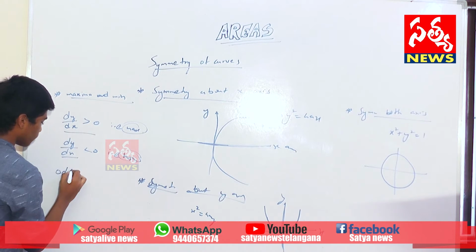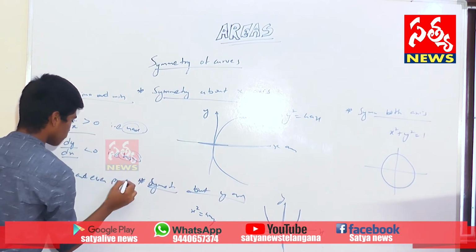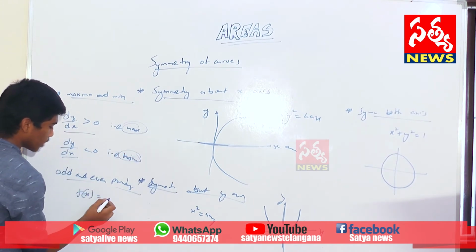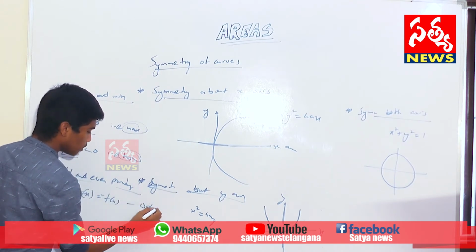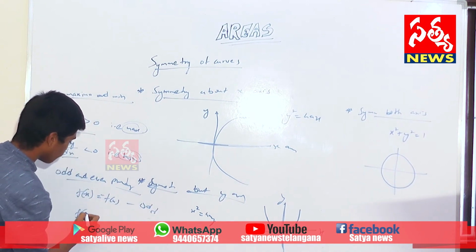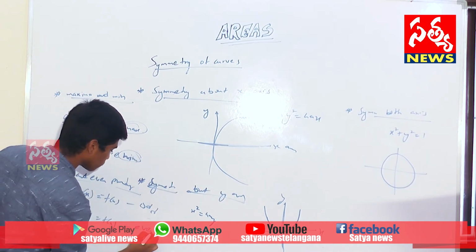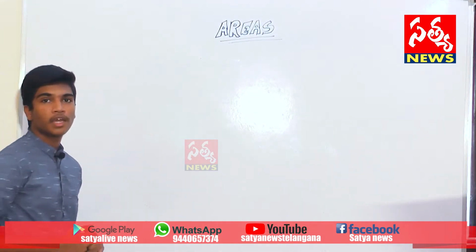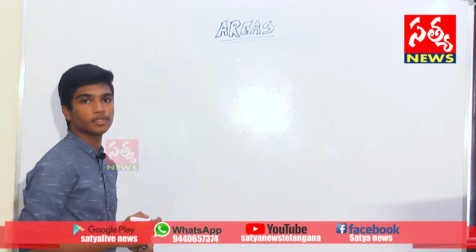Next is the odd and even property. As we all know, what is the odd property: f of minus x is minus f of x means it is odd, and if f of minus x equals f of x means it is even. We are done with the symmetry of curves, and now we will discuss the graphical transformations.